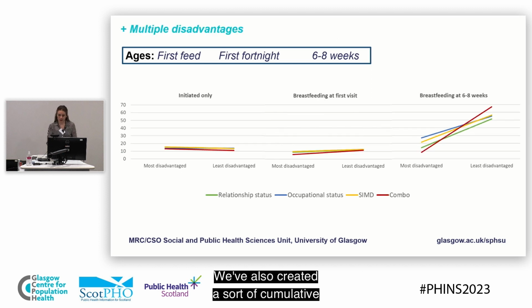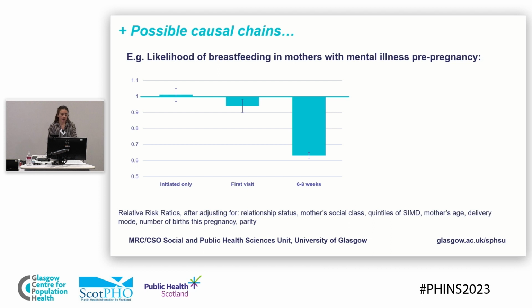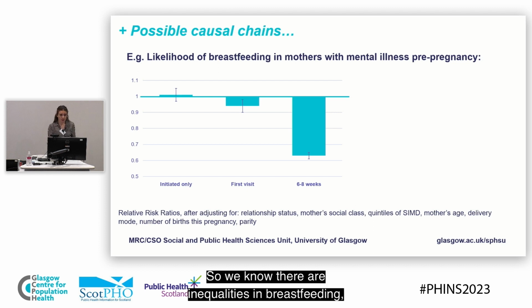We've also created a sort of cumulative score of disadvantage, so that's now in that red line, and we see an even steeper social gradient. We can also start to look at possible causal chains. So we know there are inequalities in breastfeeding, inequalities in maternal mental illness, and you might think that maternal illness could sit on that causal pathway. So here we're looking at the association between mental illness before pregnancy and breastfeeding, and we're seeing really big associations when it comes to breastfeeding at 6 to 8 weeks. So little difference in those who are breastfeeding for shorter periods. Inequalities get bigger once we look at longer periods.